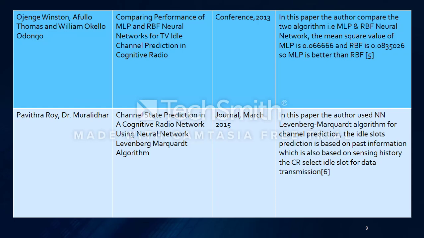Next one is channel status prediction in cognitive radio network using neural network Levenberg-Marquardt algorithm, and the authors are Pavitra Roy and Dr. Muralidhar, which is published in 2015. In this paper, the author used the neural network Levenberg-Marquardt algorithm for channel prediction. The idle slots prediction is based on past information, which is also based on sensing history. The CR selects the idle slot for data transmission.